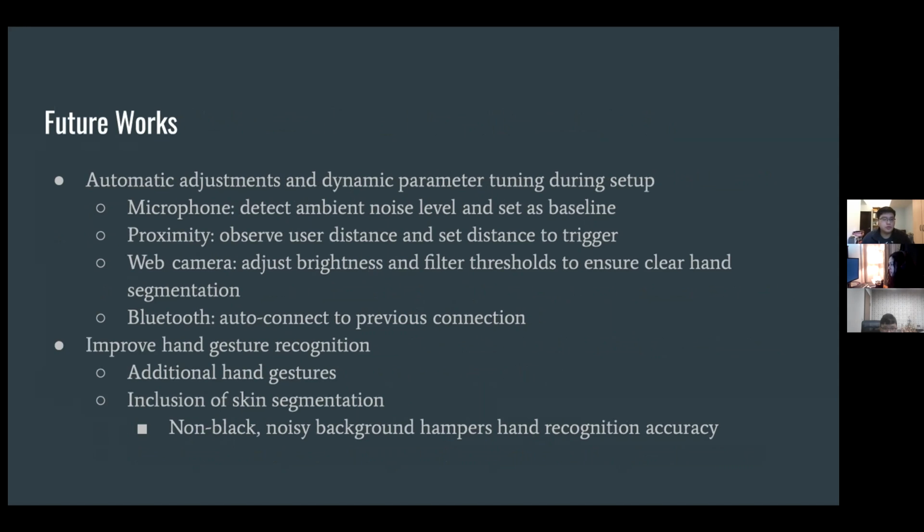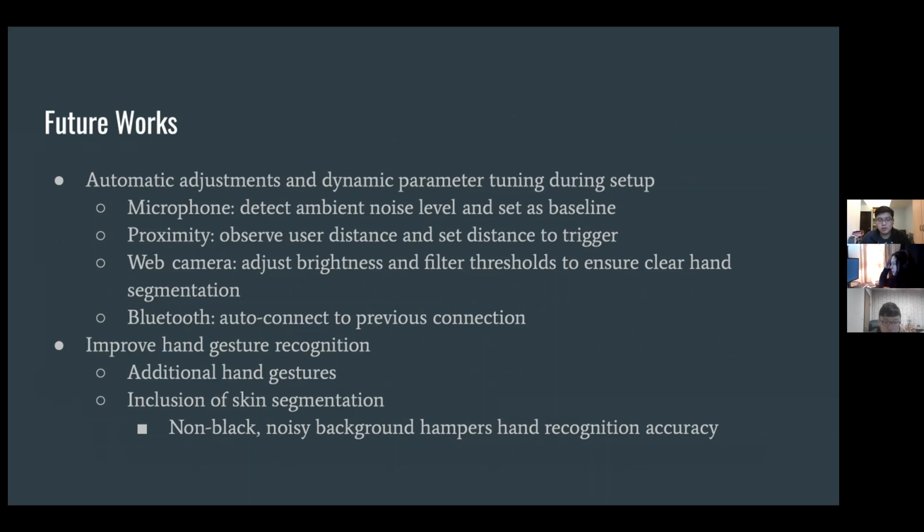In order to improve what we have so far, we have two main points. First is making the user experience better. A lot of what I previously mentioned is done with hard-coded thresholds and parameters, and we want to make this automatic and dynamic. A lot of this can be done during setup by observing the current environment in terms of brightness, ambient noise, and the user distance, as well as automatically sampling with the Bluetooth if it has been done before.